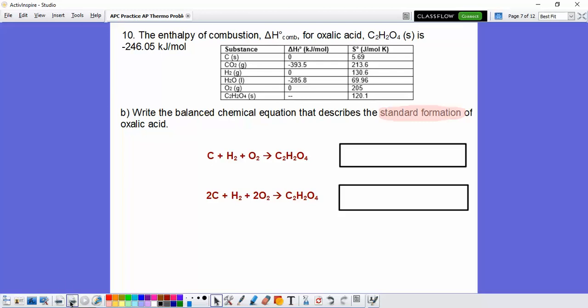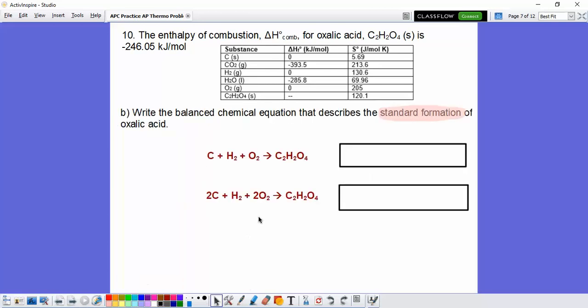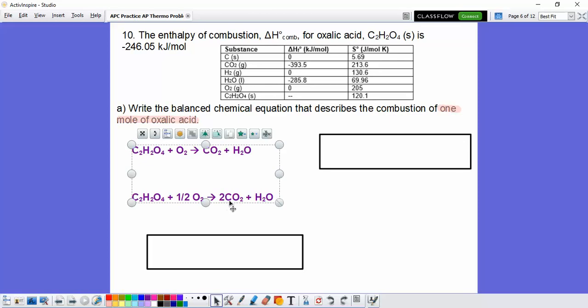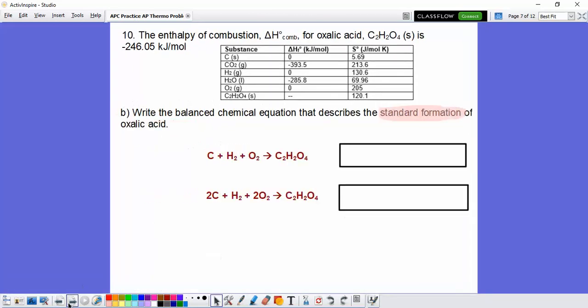Now for letter C. We want to calculate the delta HF for oxalic acid. So let's think back to the 2 reactions we've written. We wrote this one, the formation. I'm actually going to copy that over to this. I'm just going to put it right here. And we also wrote this equation. I forgot that wasn't a separate thing. Okay.